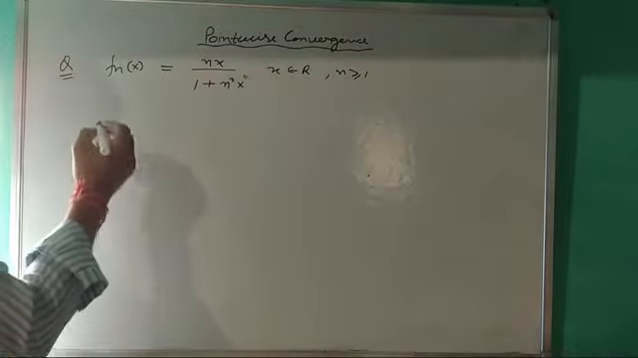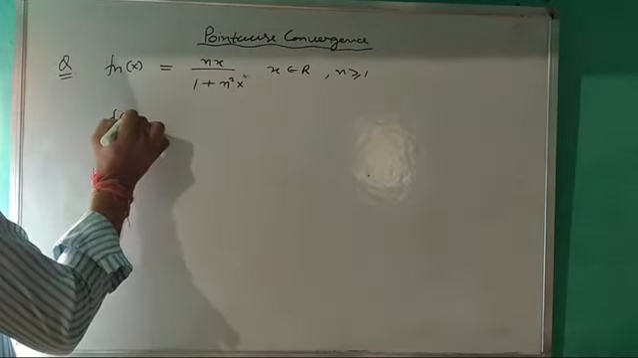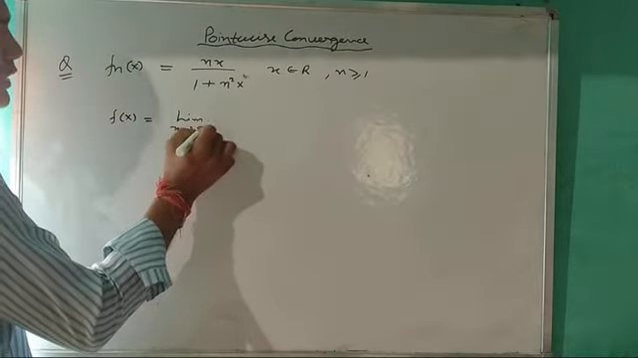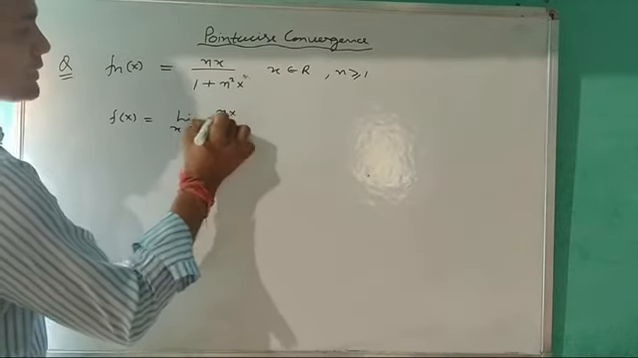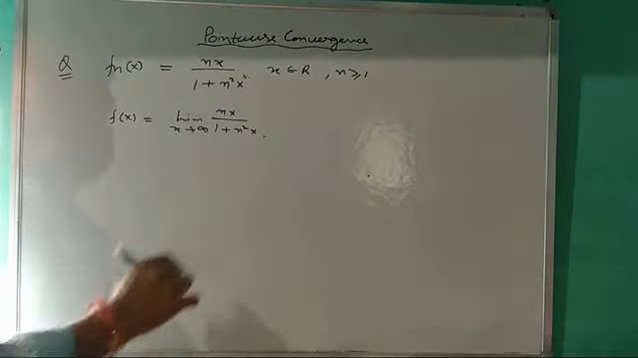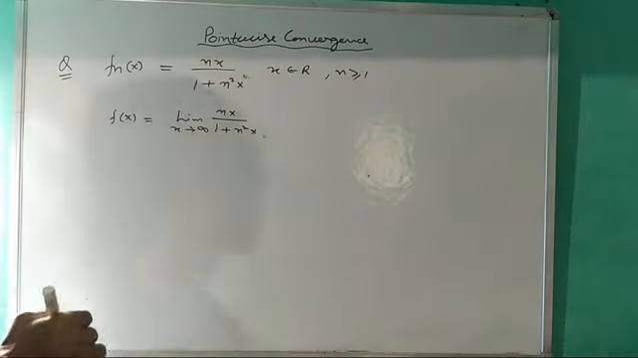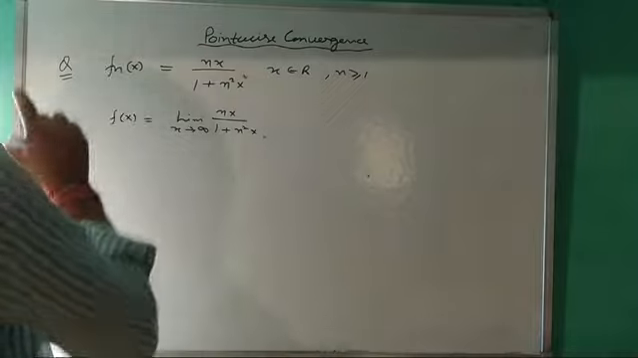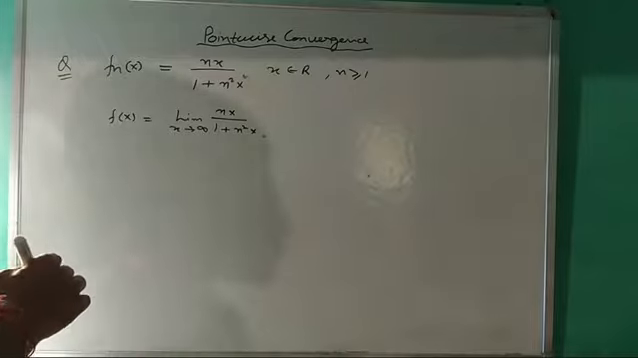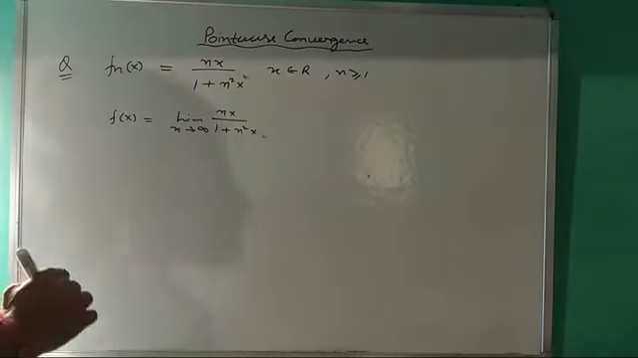we can check the limit of this function: f(x) equal to limit x tends to infinity of nx upon 1 plus n square x square. If the limit exists, then this function is pointwise convergent. And if the limit does not exist, then it is not pointwise convergent. This is the first method for finding the pointwise convergence of this sequence.